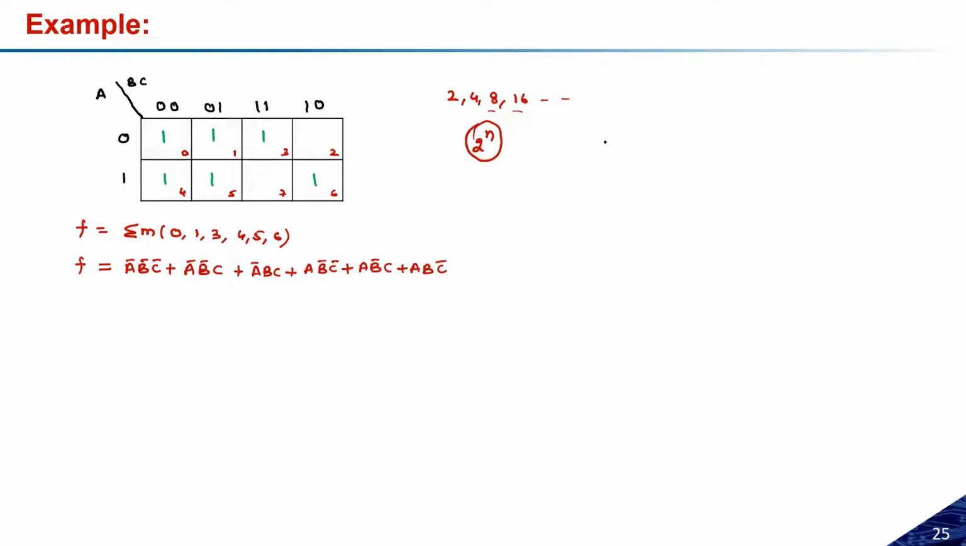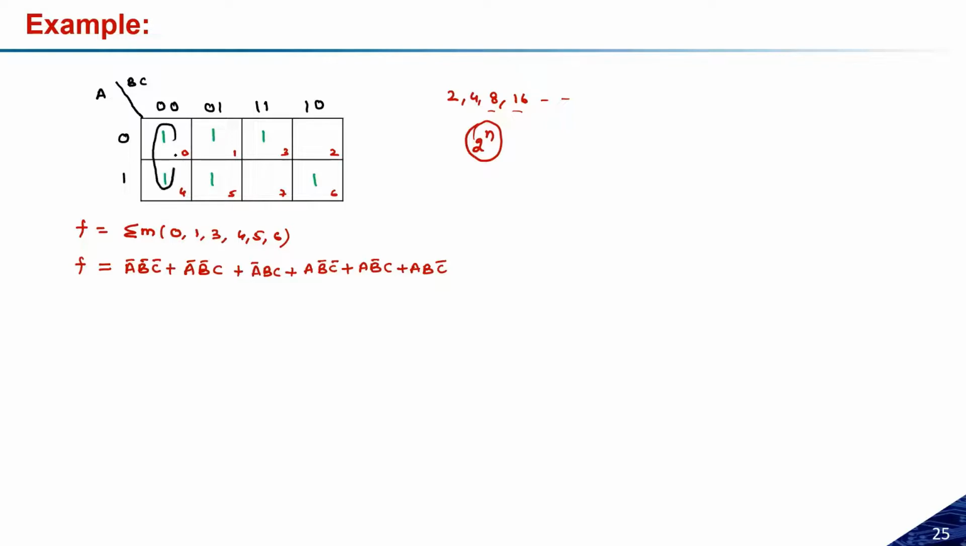Second rule is always try to cover the maximum number of ones that can be paired. If you see here, I can make a pair of these two. As I just told you, I can make a pair of 2. I can also make a pair of 4. But if you see here, there are 4 ones which are adjacent to each other, and I can make a quad of these ones. So if the bigger group is possible, then consider the bigger one, not the smaller one.